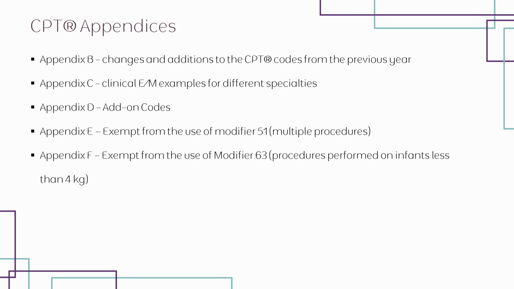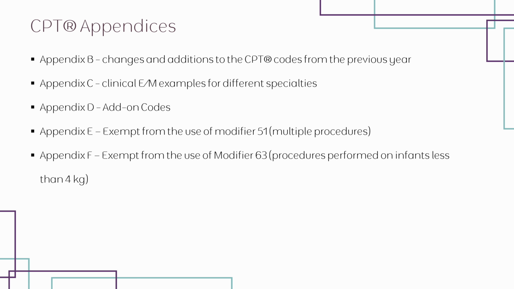The next several appendices in the CPT codebook were also mentioned earlier in this presentation. Let's take a moment to walk through each of them so that you're familiar with where to locate this important reference information. So first, let's take a look at Appendix B. Appendix B contains the actual changes and additions to the CPT codes from the previous year. This is where you can review what changes have been made to codes that were either modified, added, or deleted since the prior edition. If you want to see what has changed year to year, Appendix B is where you would look.